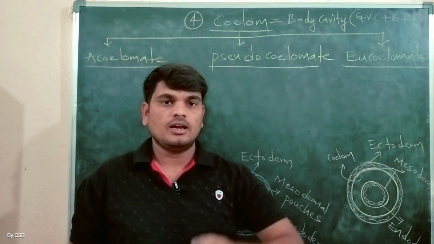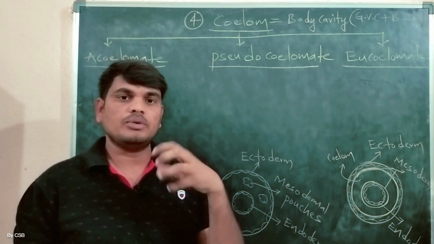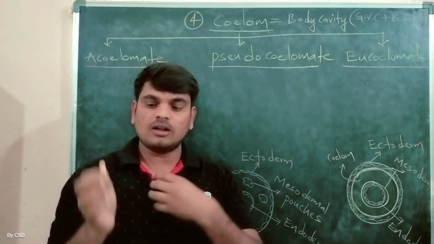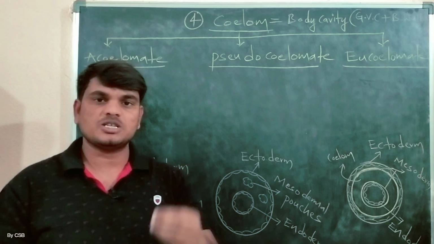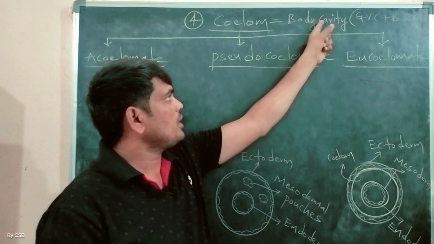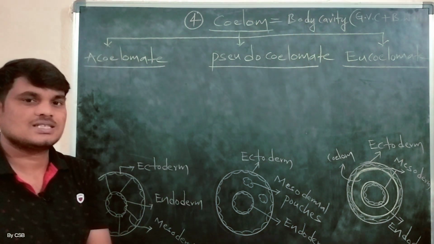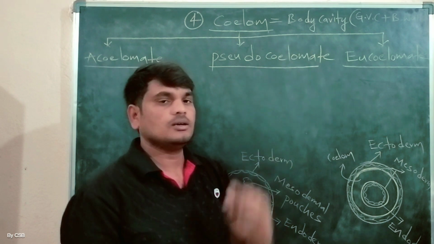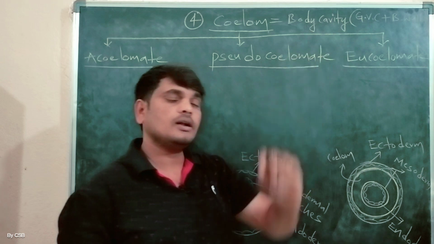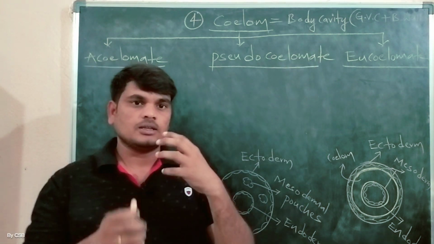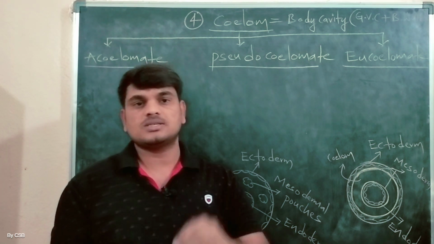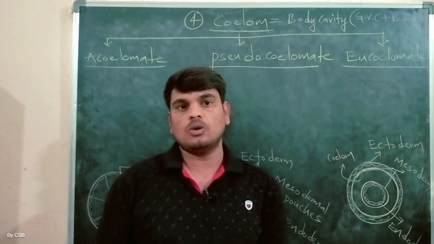What is a body cavity? It is an empty space located between the body wall and alimentary canal. Between the alimentary canal and body wall, we can observe some empty spaces in some animals. Those empty spaces are body cavities, scientifically called coelom. You can say the empty space present between the alimentary canal and skin is the body cavity. It is also called coelom.